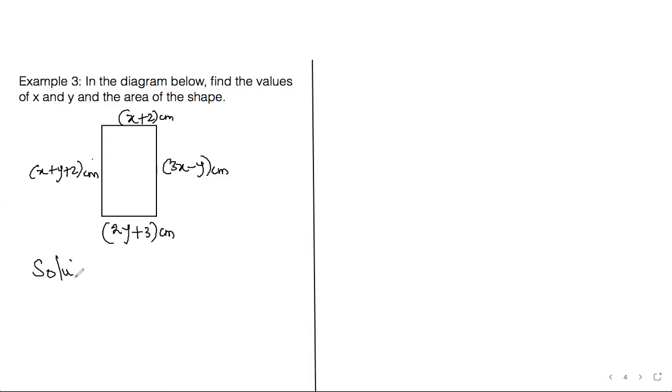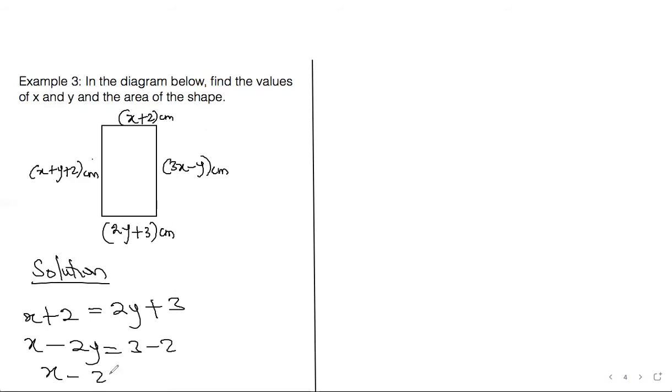So if I equate the opposite sides, it means x plus 2, equated to this, will be equal to 2y plus 3. So from here, I know that x minus 2y will be, bring this one here and take this to the other side, 3 minus 2, x minus 2y will be 1. Keep that as equation 1. Then if I equate this and this, I'll have x plus y plus 2 equals 3x minus y.